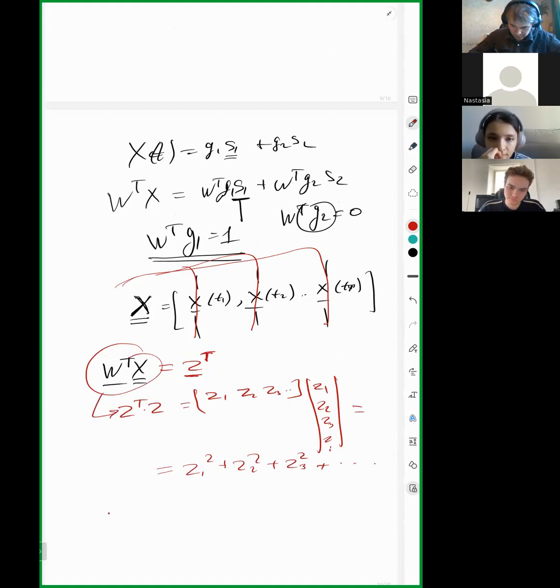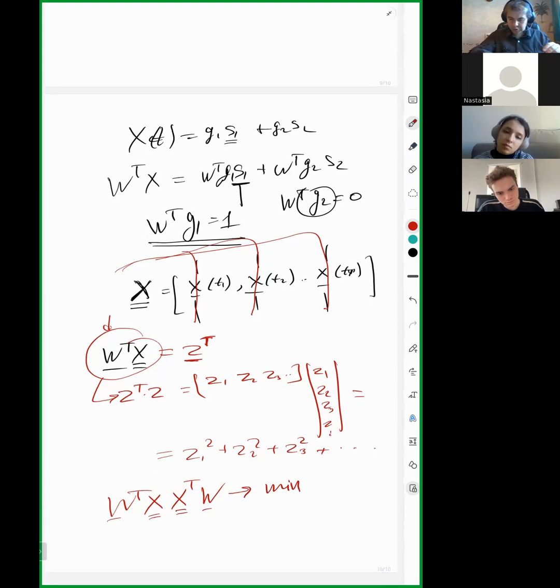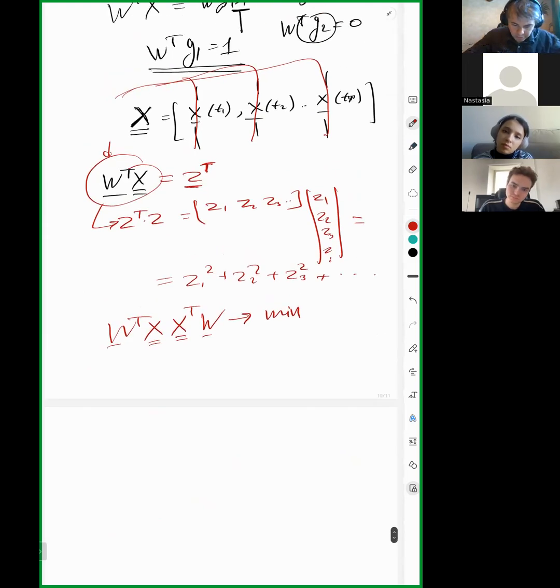Then we will take this and substitute it in here. So W transpose X is Z transpose, then Z itself is the transpose of this guy, so it's X transpose times W. Remember the story about the socks, the red sock and the blue sock. So X transpose times W; those are matrices, these are vectors. This is your power, and you want to minimize this, but you want W transpose G1 to be equal to 1. That's your optimization problem.